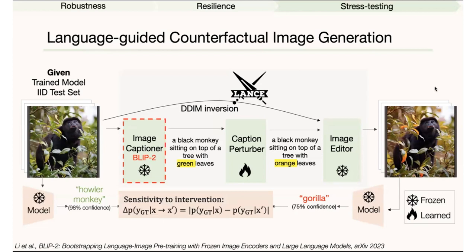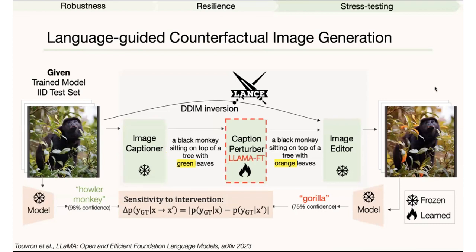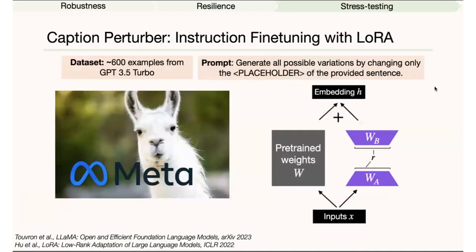For captioning, we can use any off-the-shelf captioning model. We use BLIP-2. And for caption perturbation, we fine-tune a large language model, specifically Llama. We collected a really small dataset programmatically using ChatGPT, and we use that to instruction fine-tune a Llama model with low-rank approximation fine-tuning, to follow prompts of this sort: generate all possible variations by changing only the dash of this given sentence. And with Llama 2 now, we can even skip this step, since we find that we can just do zero-shot prompting.